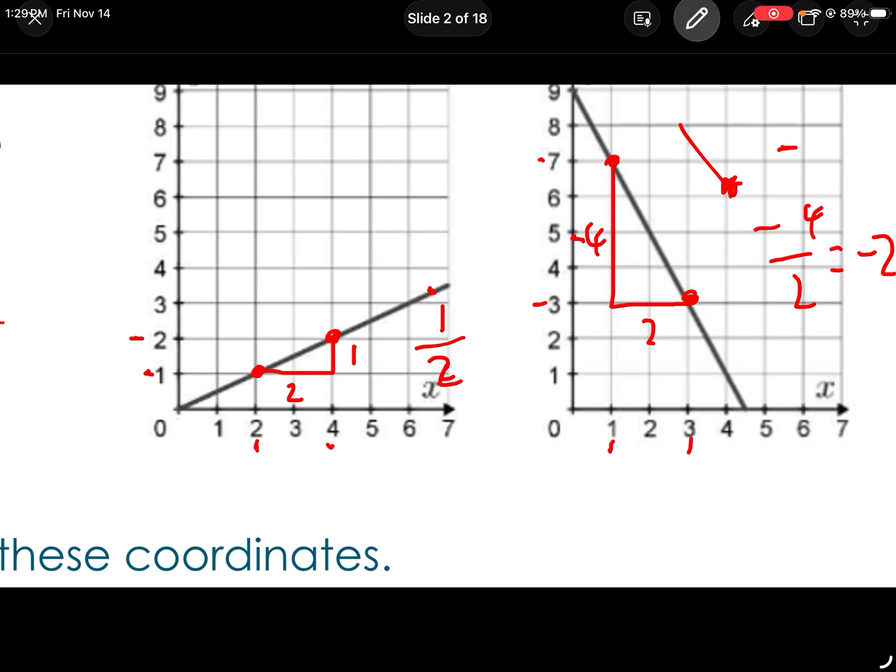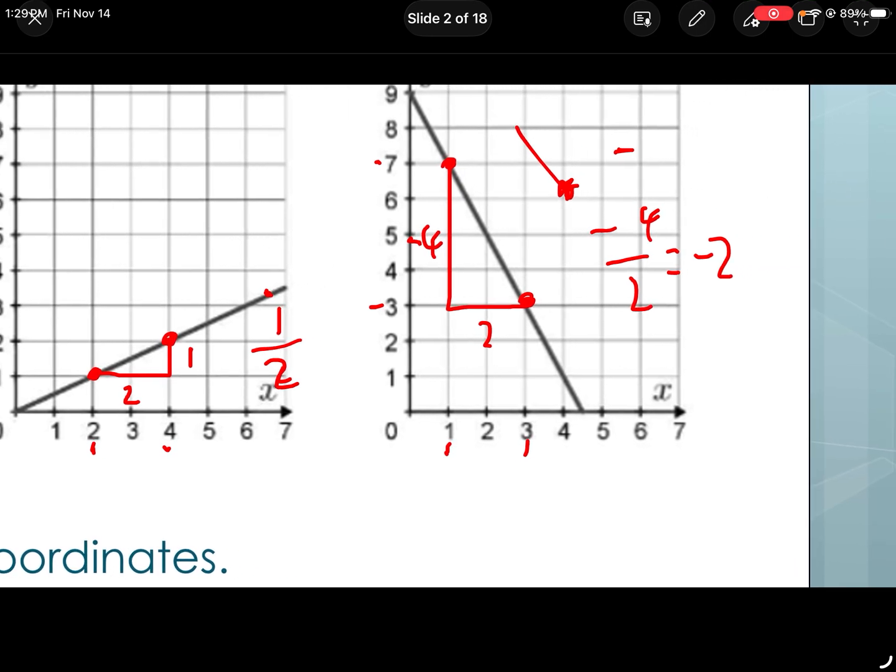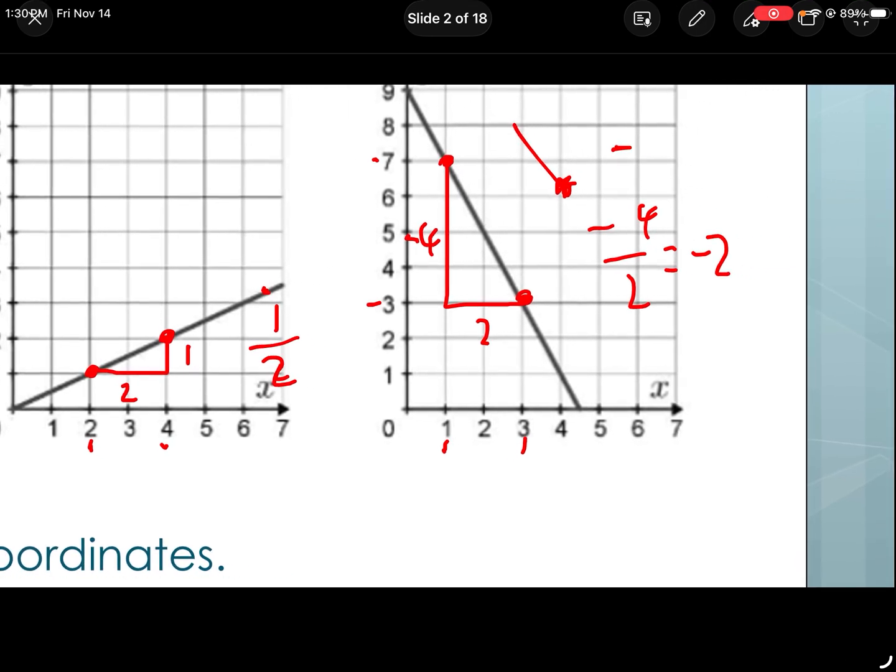You can also just completely ignore the negatives for a bit if you want to, and then just put the negative at the end. Let's be brutally honest. As long as you know the line's going down, you know the answer is negative, so you don't even have to worry about this being a negative 4. You can just say it's 4, and then go 4 divided by 2 is 2. That means it's negative 2 because it's going down.